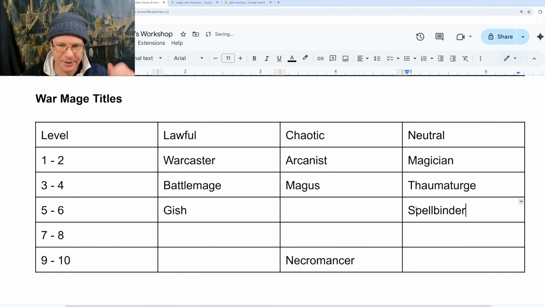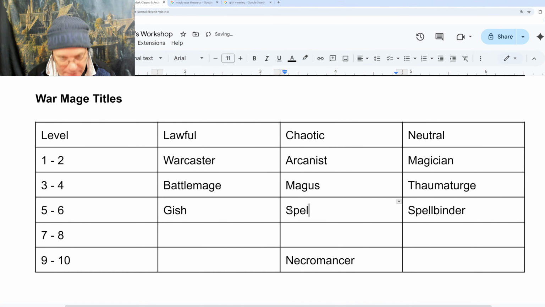Let's try Spellbinder there. And we need something else that will sort of fit in amongst these without duplicating what has already been done before. Not so easy to do. Can't go Sage, can't go Shaman, can't go Seer. Already got those there. Diabolicus, just not going to work.